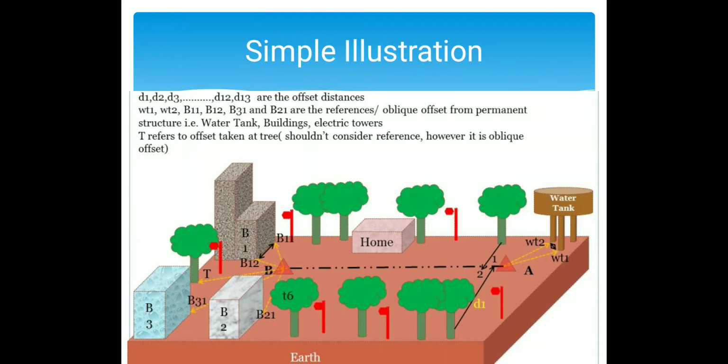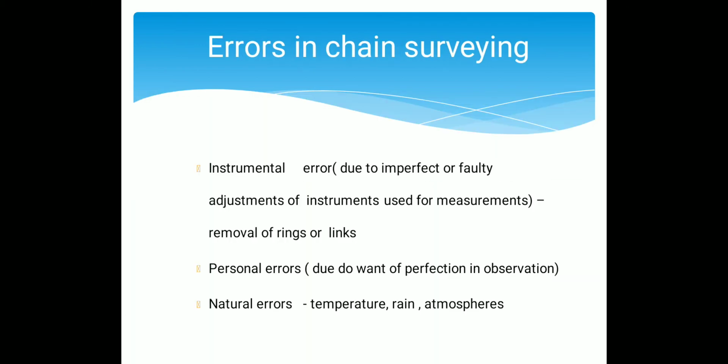Next, a simple illustration is shown where we could find the offset distances. The reference points or the offsets are like water tank, buildings, towers, and T refers to the offset that is taken on a tree. What are the errors in chain surveying?